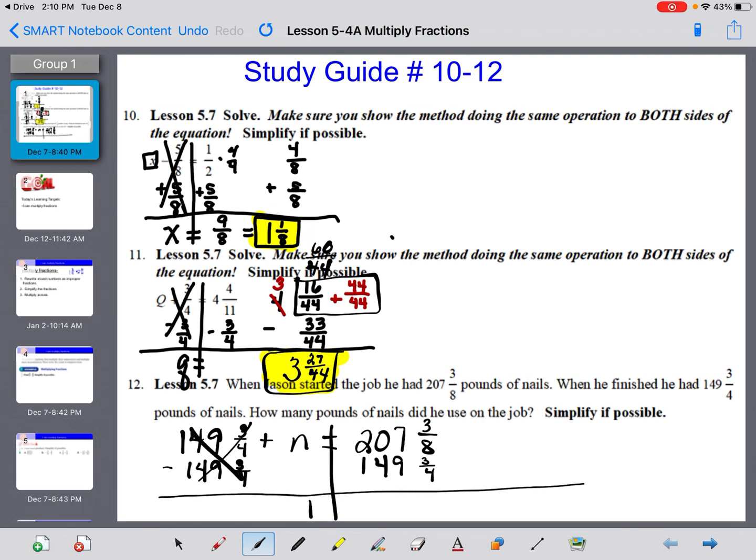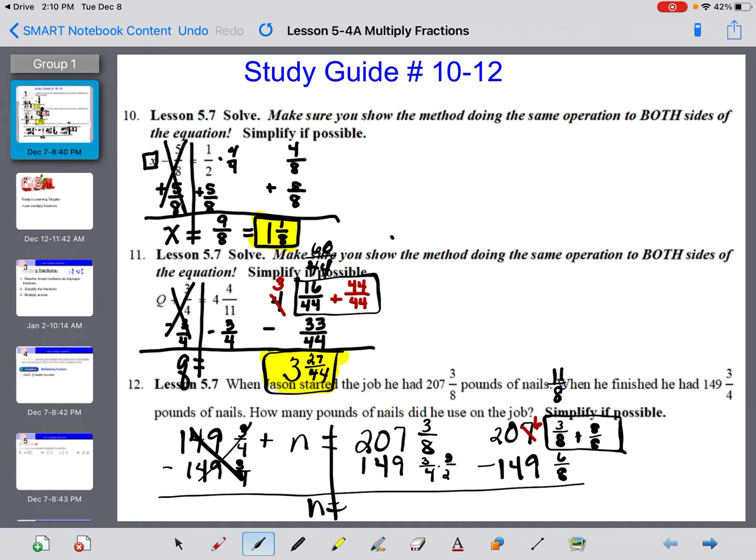Then, as in all problems, I have to come up with a common denominator. It doesn't matter that the numbers are big, the rules stay the same. So 207 3/8, and then the common denominator is 8. So 149 6/8. Now this is one of those gross borrowing ones because 3 minus 6 you can't do. So I'm going to borrow one whole. So I'm going to take that one whole and call it 8/8 and add that together.